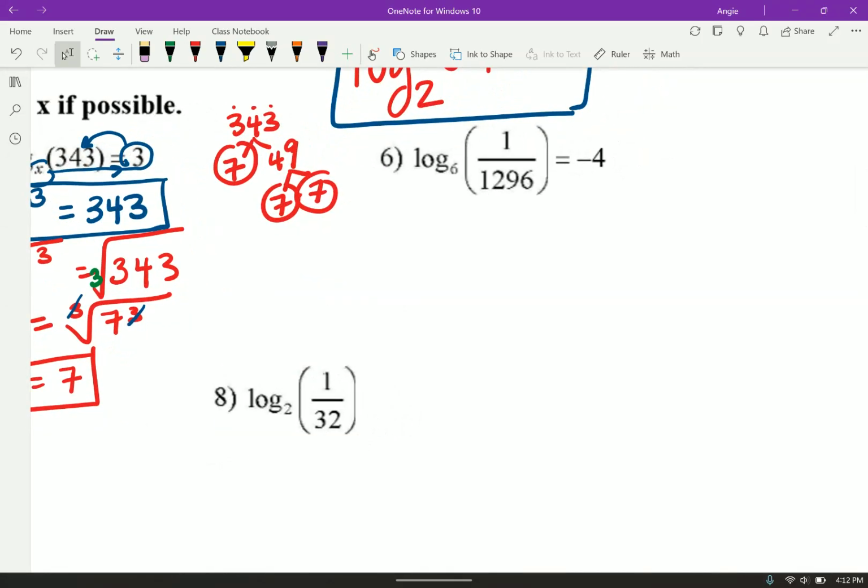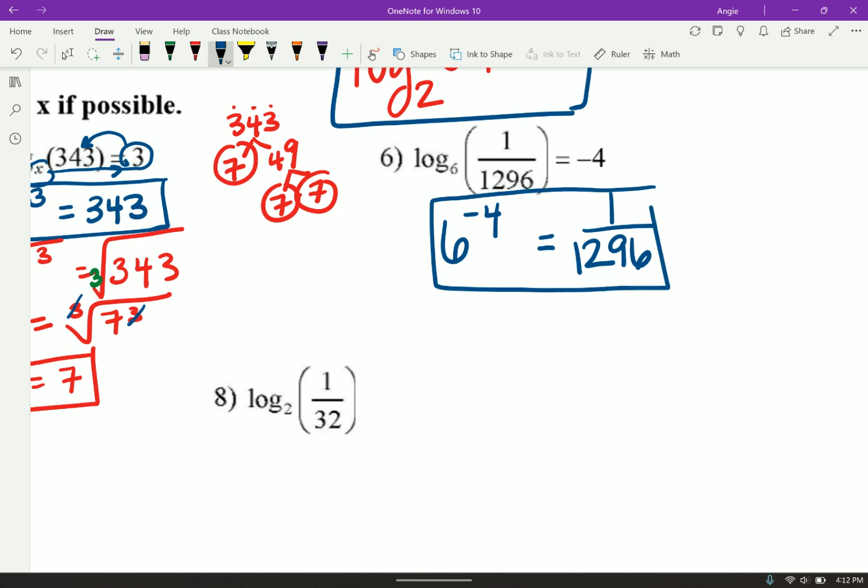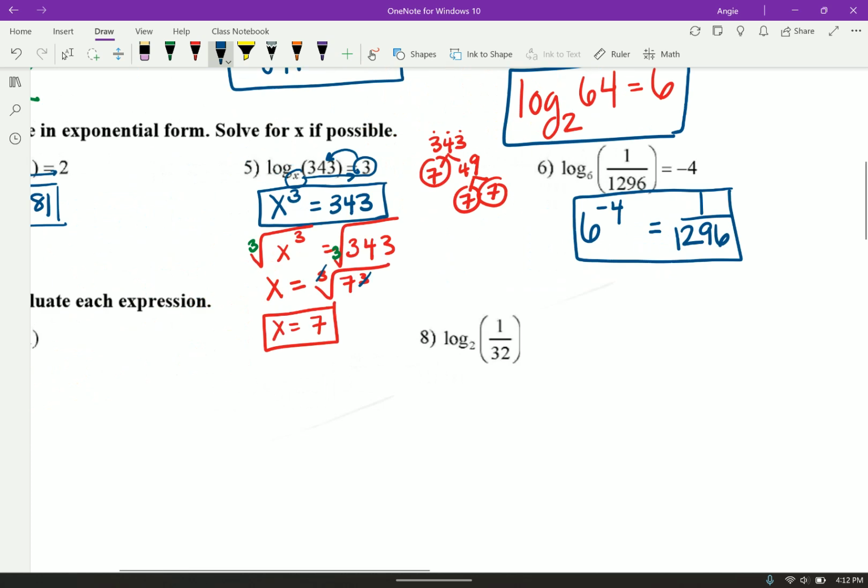Example 6. Similarly, let's write it in exponential form. We are going to have 6 to the power of negative 4, students, equals 1 over 1,296. We don't have any variable in this question, so we do not need to solve. We're just going to leave it just like that.